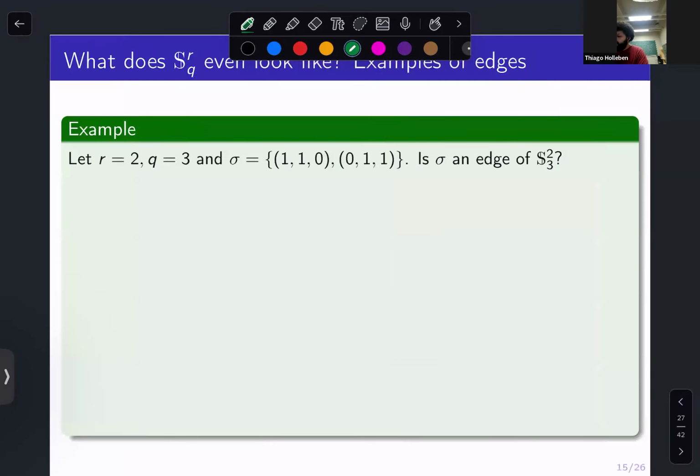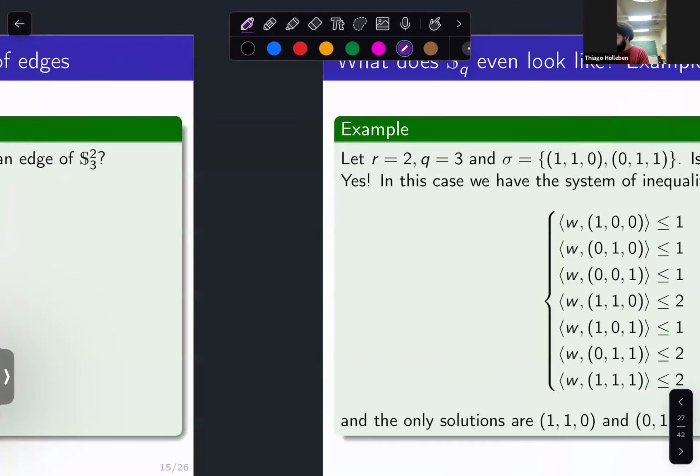Okay, so I can do an example. I'll do an example of a face and of a non-face. So first of all, if we want to do an example of a face, we can take this pair of vectors, for example, let's say 1, 1, 0 and 0, 1, 1. Those are two vertices, and we want to know whether this set is an edge. So since we're talking about edges, the first condition, the recursive one that every proper subset is a face, becomes kind of trivial because the proper subset is only one vertex or no vertex. So we don't have to worry too much about that. But we do have to worry about the second one.